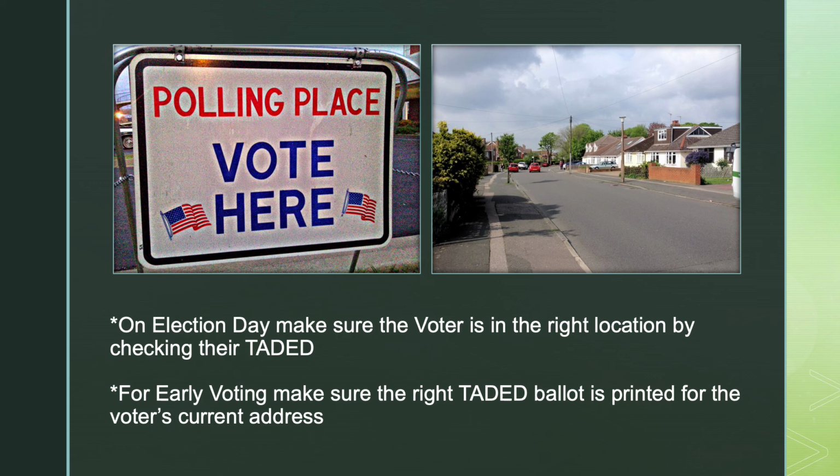Remember to use the precinct finder on your poll pad to give them the right location or text them directions. If the voter refuses to go, you allow them to vote affidavit and let the Board of Elections determine the outcome. For early voting, make sure the site manager prints the ballot for the TADED where they currently reside.